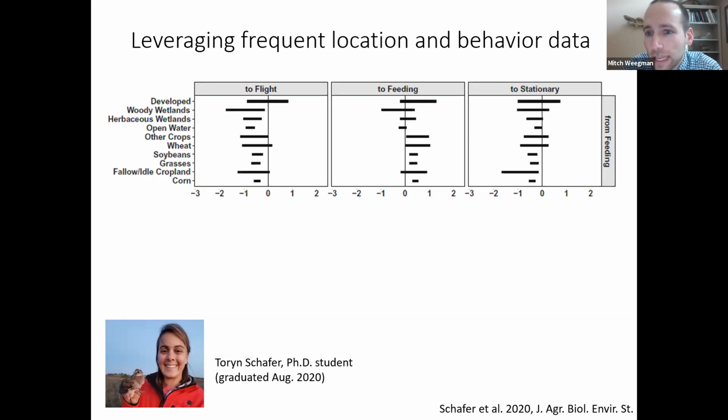And so here we're looking at a plot with the feeding classification on the right y-axis. The left y-axis is all the different habitats that these birds are using. And so we can see that dependent on the habitat, the probability of the transitions changes from feeding to flight, either remaining feeding or going to stationary behavior. So the functional use of these different habitats is quite different depending on the behavior that the bird is currently in.